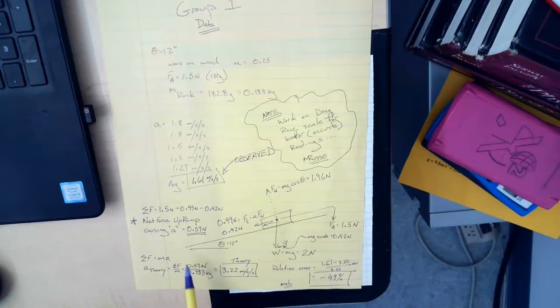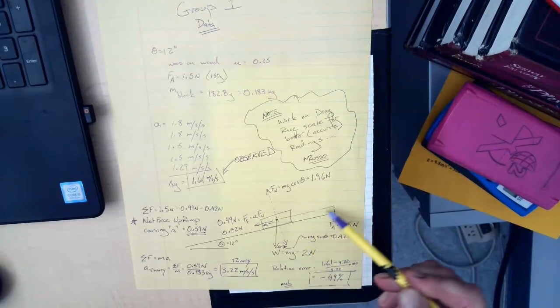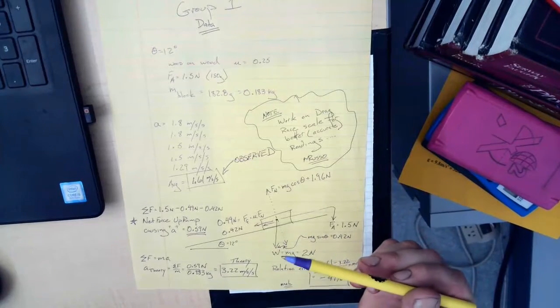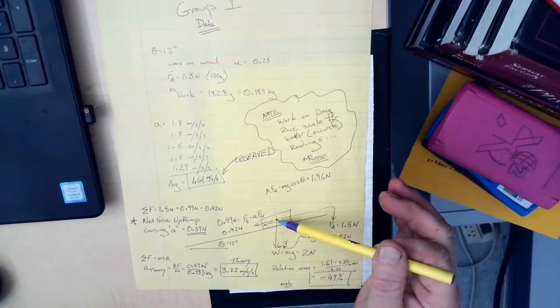All right, so then I drew a picture. Here's our 12-degree ramp. Here's our block. I drew our weight vector. I drew our applied force vector in black pen. And then I had a conversation with myself, thinking, what are the components of force?